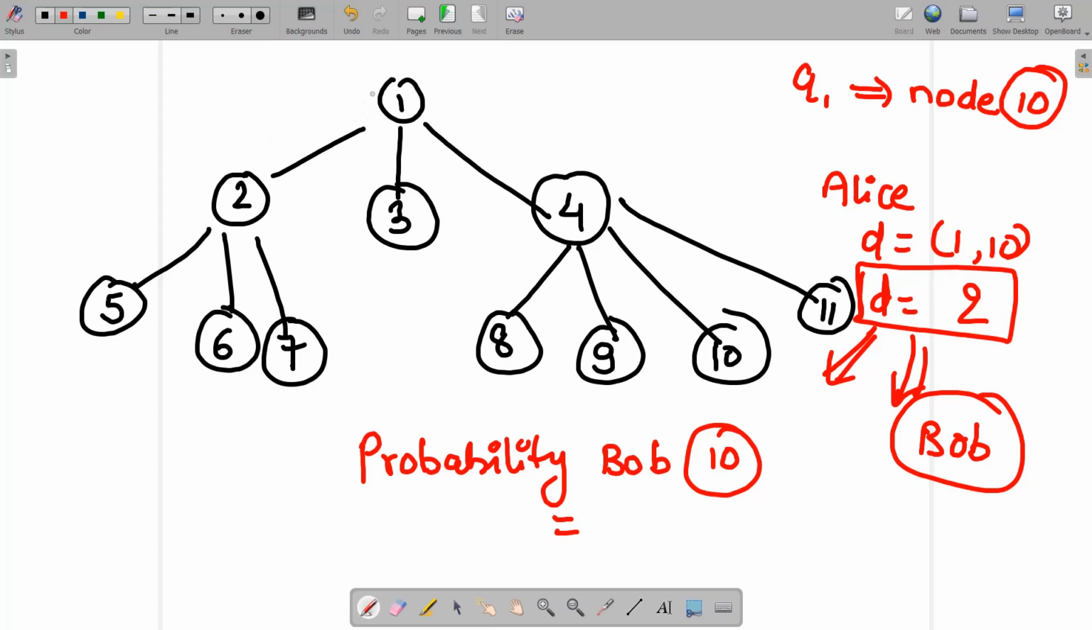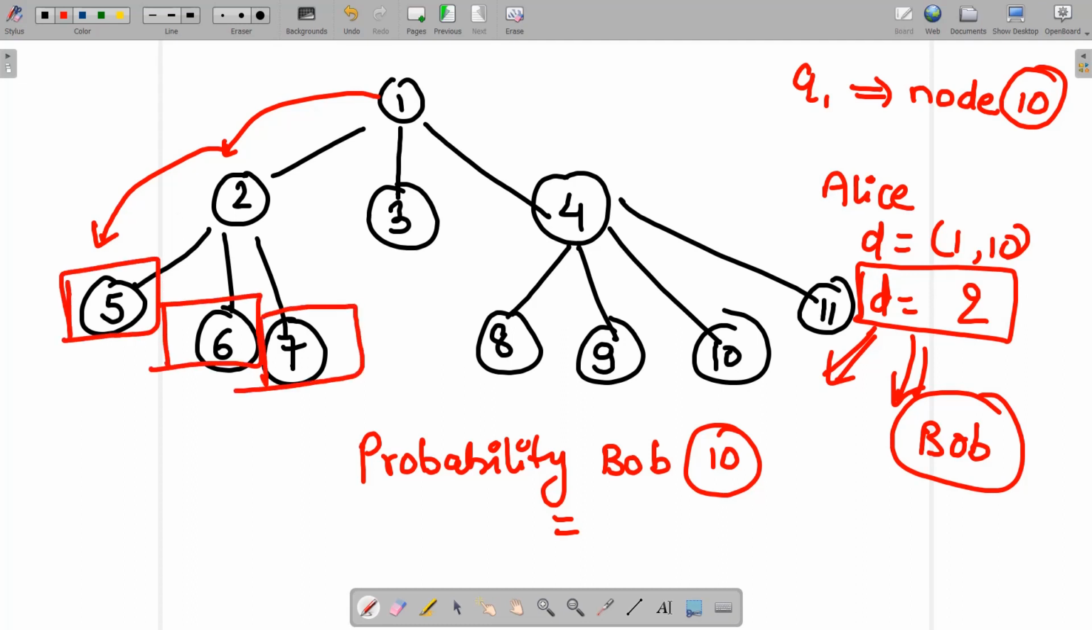So one of the cases, just go over here. So you can reach 5 as well, you can reach 6 as well, you can reach 7 as well. You can see 5, 6 and 7 have the distance equal to 2 from the rooted node, which is 1. Similarly, you can reach all these nodes which have distance equal to 2.